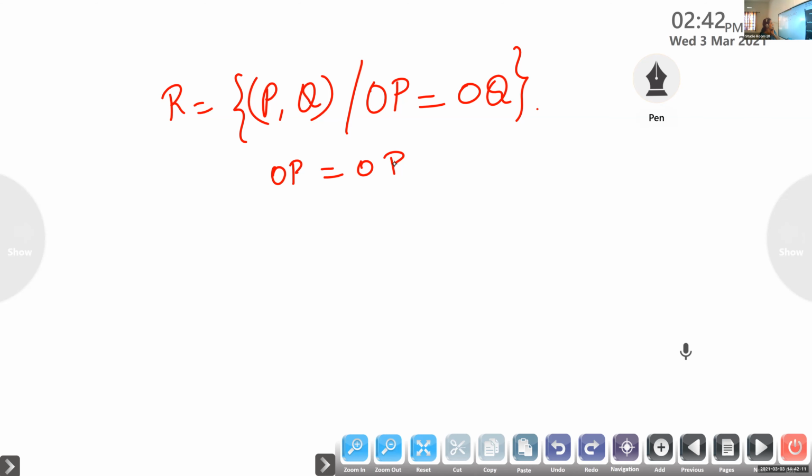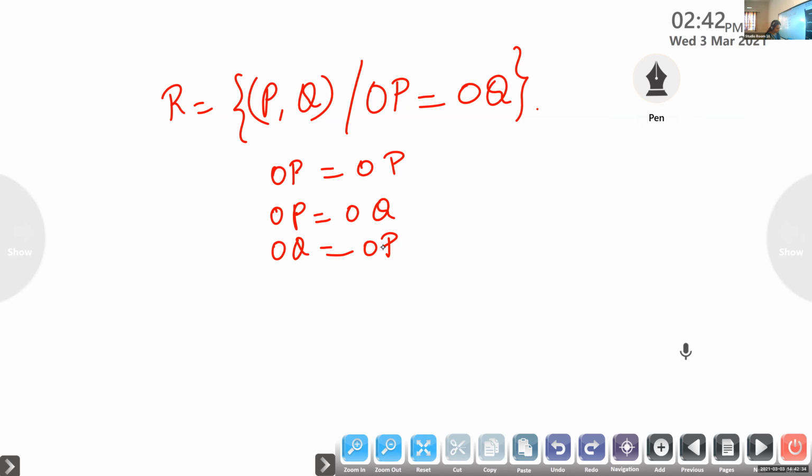Then, is it symmetric? Distance from O to P is the same as distance from O to Q. Therefore, can we say OQ is equal to OP? Yes. Therefore, it is symmetric. Is it transitive? Yes. Therefore, it is an equivalence relation.